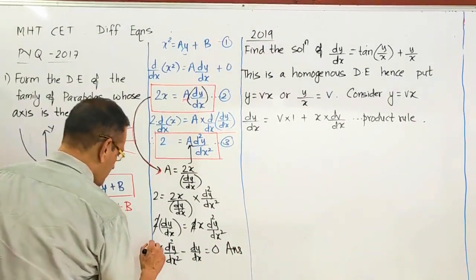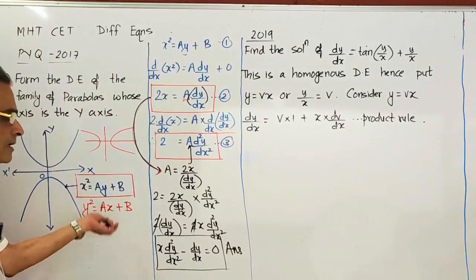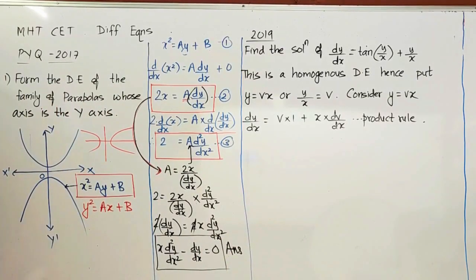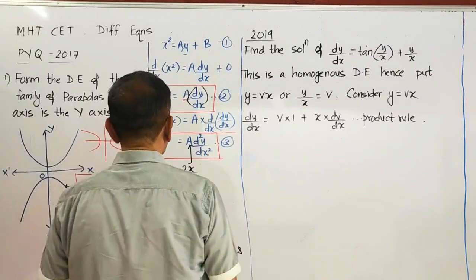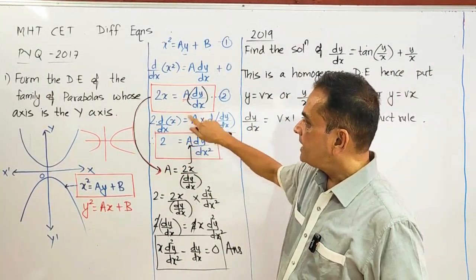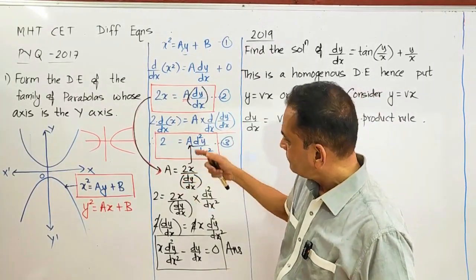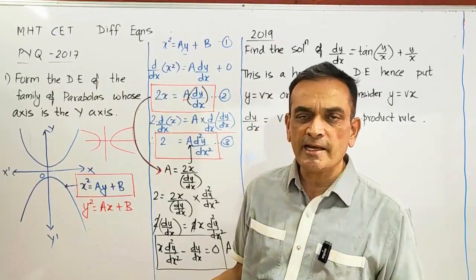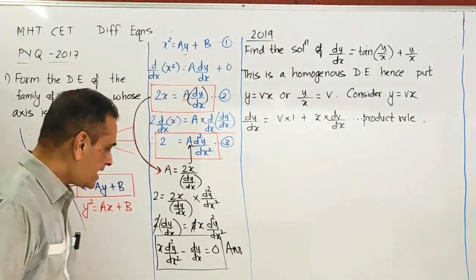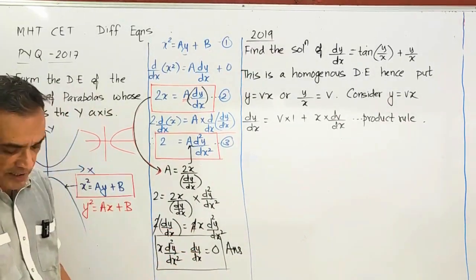This is the final answer. Just take the right side, dy by dx, you get the final answer. Followed? So differentiate with respect to x 2 times. A is still there. So from equation 2, find the value of a, put that value in equation 3. A has been eliminated and the final answer has dy by dx, d squared y by dx squared. So this is the differential equation.